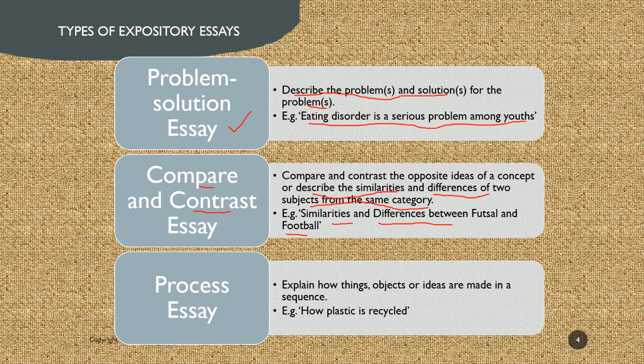The last expository essay is the process essay. It explains how things, objects, or ideas are made in a sequence order. For example, how plastic is recycled. So when you write a process essay, you need to show step by step on how plastic is recycled.